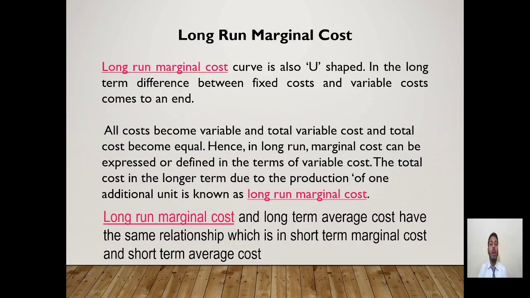And then after, the long run marginal cost curve. The long run marginal cost curve is also U shaped. In the long run, the difference between fixed cost and variable cost comes to an end. All costs become variable, and total variable cost and total cost become equal. Hence, in the long run, marginal cost can be expressed in terms of variable cost. The change in total cost in the long run due to the production of one additional unit is known as long run marginal cost. Long run marginal cost and long run average cost have the same relationship as short run marginal cost and short run average cost.